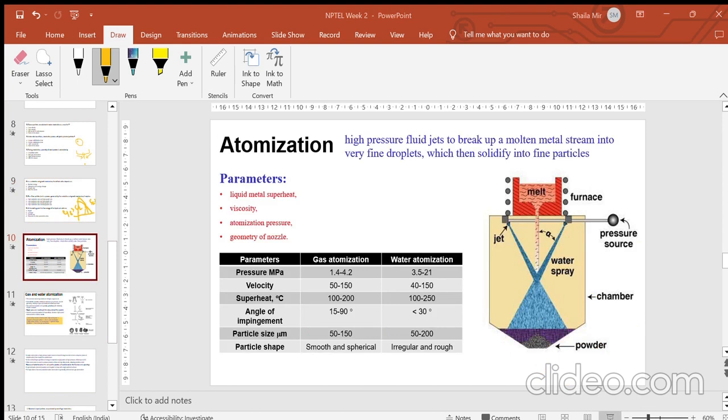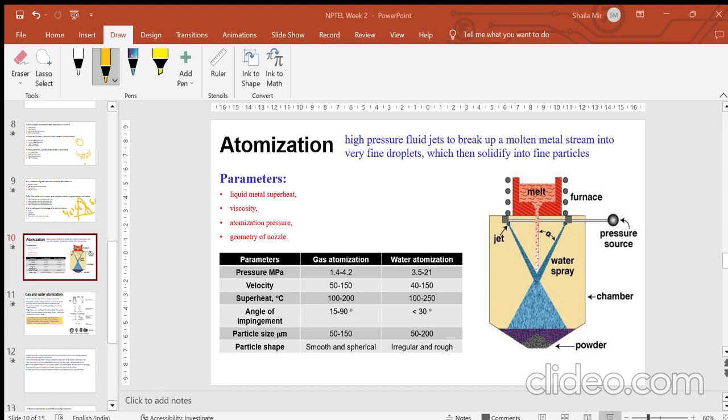So, a little brief about some of the parameters of atomization. We learned about atomization, but there are certain factors that influence this process. For example, the liquid metal superheat. What do we mean by liquid metal superheat? The melt being produced is not at the temperature of its melting point, but at a temperature greater than its melting point, because it should have some extra heat so that it can sustain the transfer of the melt through this chamber during water or gas atomization, and it can be solidified only in the later stages after the jet has impinged on it.